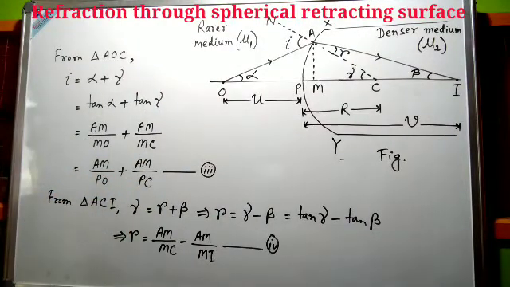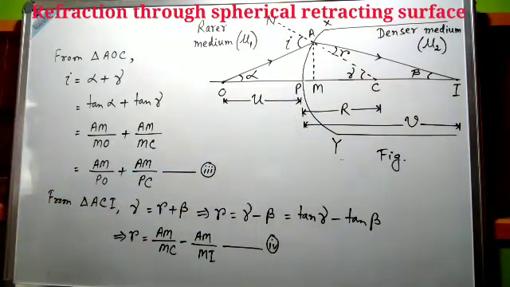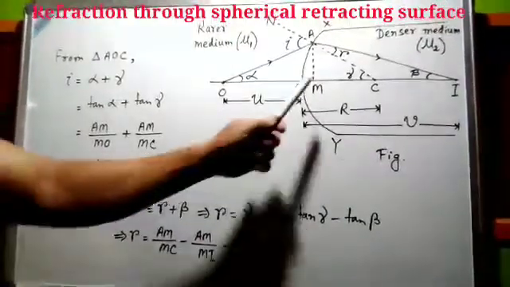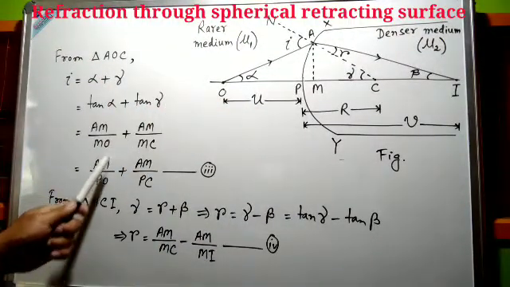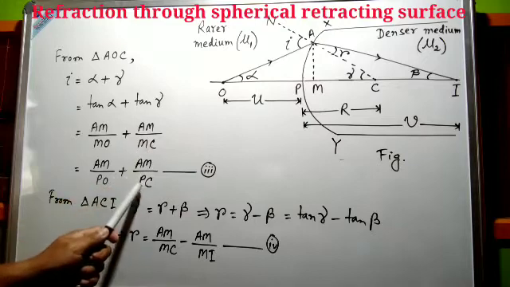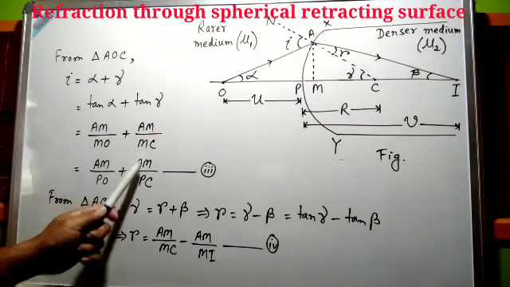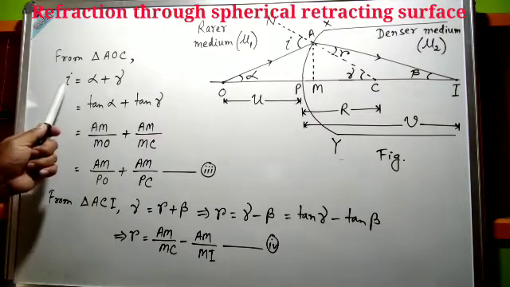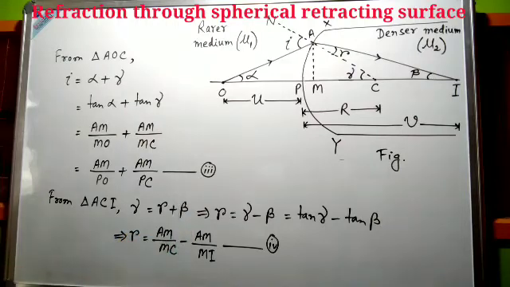Then according to low risk, AM is very close to P, that is the pole of the refracting surface. So AM by PO plus AM by PC is the angle of incidence. So write it as equation number 3.